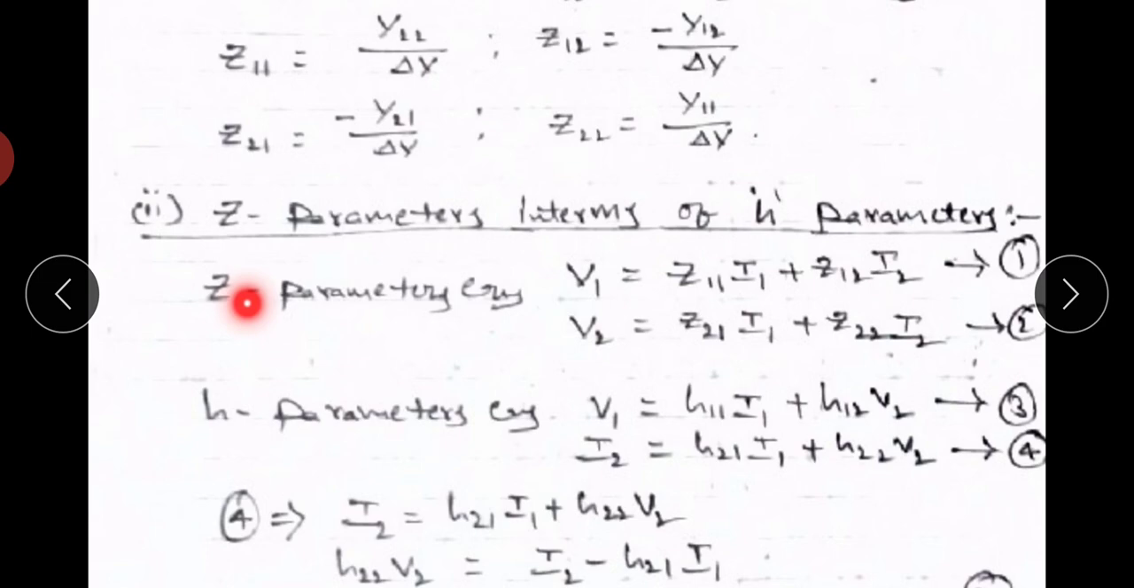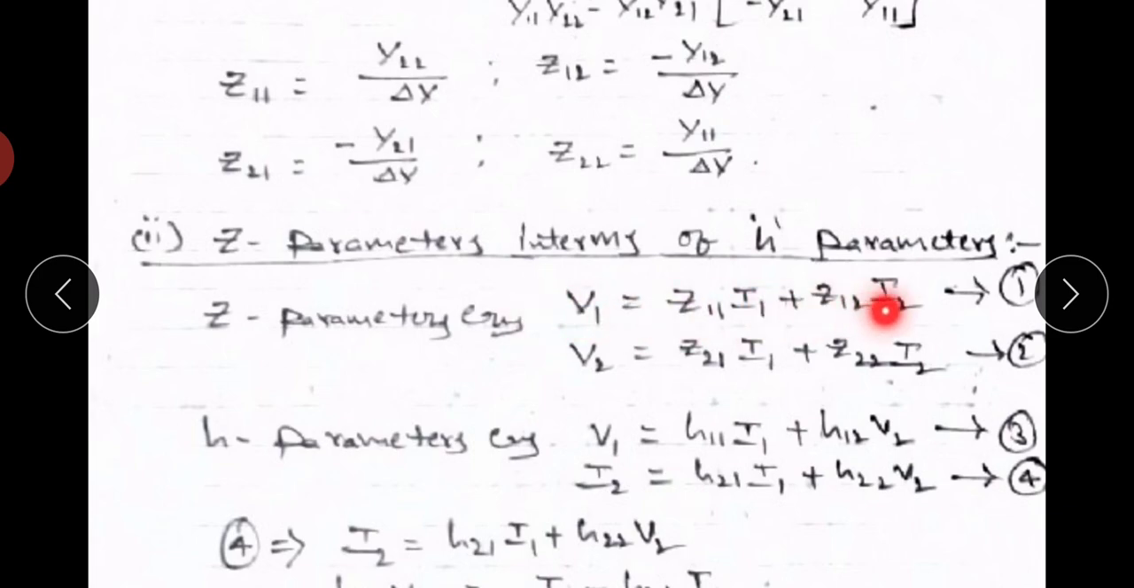So similarly, next one, Z parameters in terms of H parameters. We know the Z parameter equations: V1 equals Z11 I1 plus Z12 I2, equation number 1; V2 equals Z21 I1 plus Z22 I2, equation number 2. The H parameter equations: V1 equals H11 I1 plus H12 V2, equation number 3; I2 equals H21 I1 plus H22 V2, equation number 4. Now by using these H parameter equations, we can convert these equations into Z parameter equations. Here see, in equation 1, V1, I1, I2 terms are there. In equation 3, V1, I1, V2 terms are there.